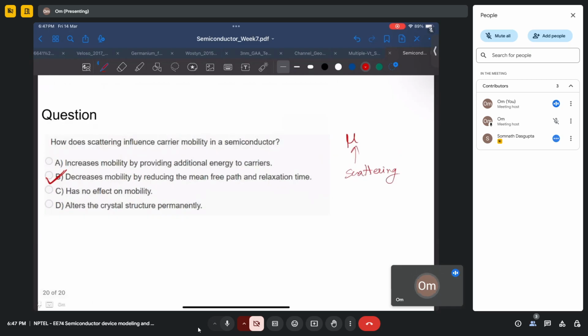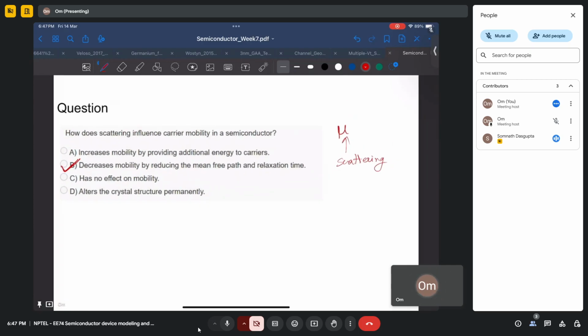Okay, so these are all the questions I had for today. Yes, we saw it. Mu equals E tau by M. This is relaxation time, this is mobility. And mean free path and tau have inverse proportionality. So mean free path basically means how long the electron can go without scattering. And tau, the relaxation time, is like the time between two scattering events.